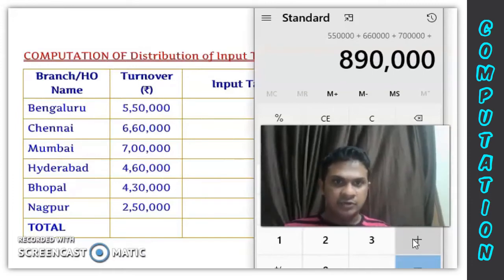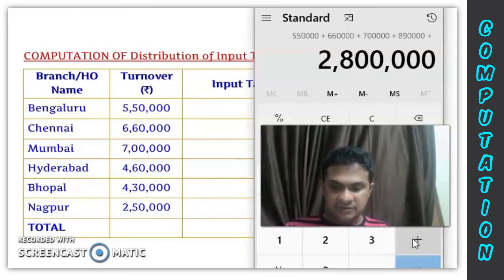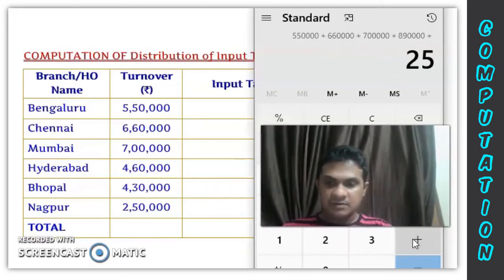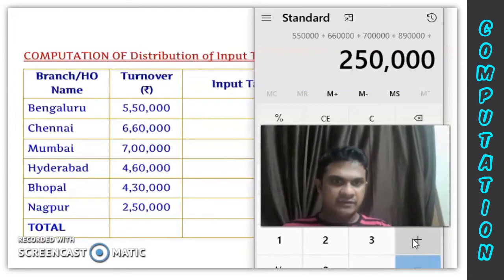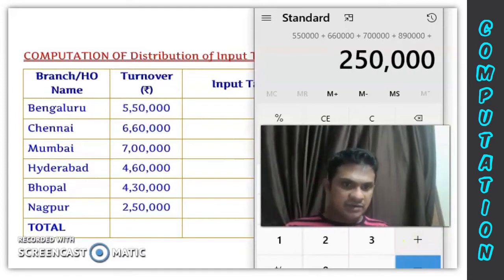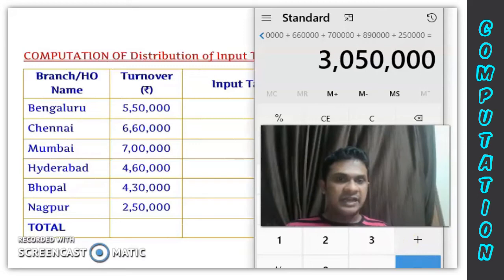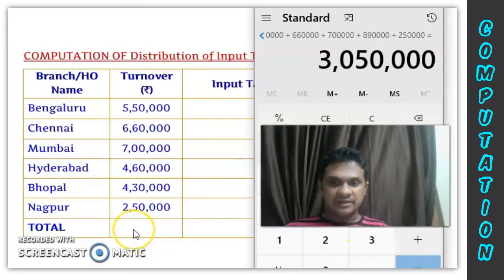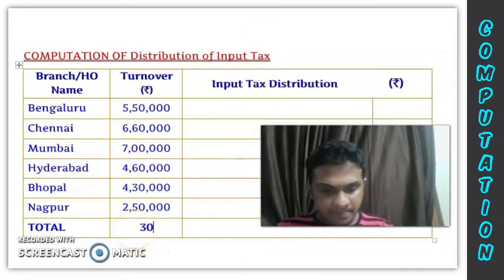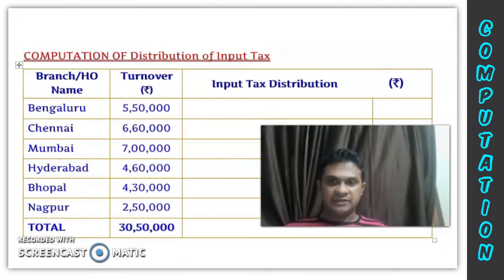I'll be writing total amount 8,90,000, and then they have one more 2,50,000, which is of Nagpur, right? So 2,50,000. The final total will come to around 30,50,000. So that I'll be writing here. The total is equal to 30,50,000.